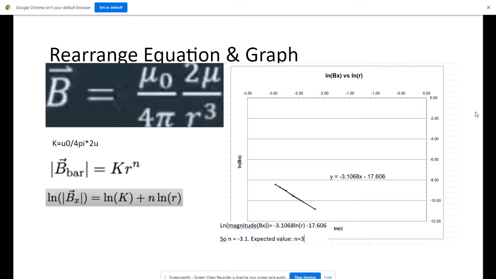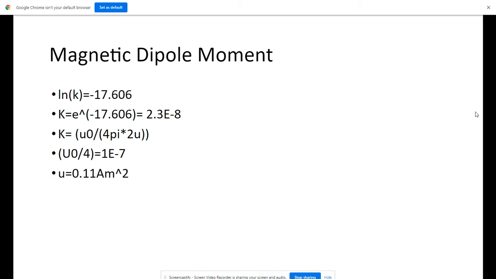line of best fit. On the graph, the slope is negative 3.1, which is close to the expected value of negative 3. Now that the linear relationship has been found, we can also calculate the magnetic dipole moment. As supported by the graph, natural log of k is equal to negative 17.606. This means k is roughly 2.3 e to the negative 8. Following the math on the screen, mu is calculated to be 0.11 A meters squared.